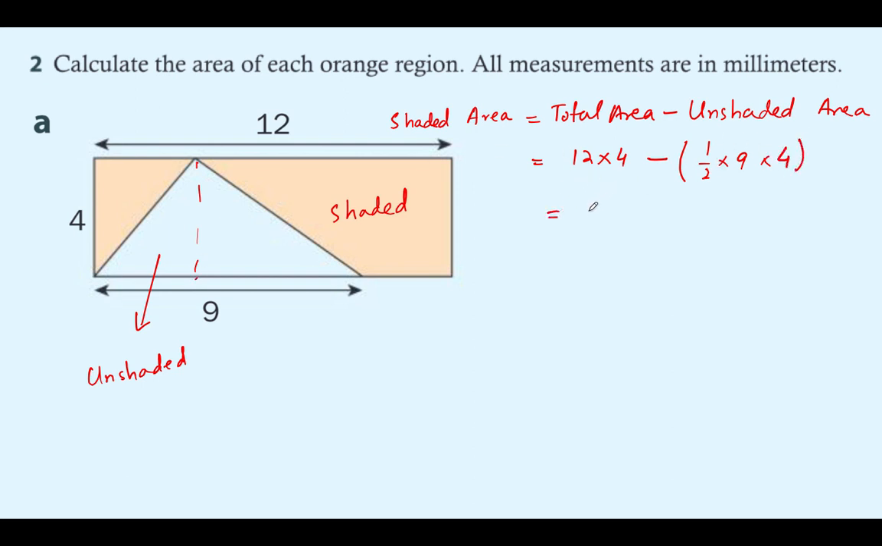So 12 times 4 is 48 minus 18. So this is 30 centimeter squared.